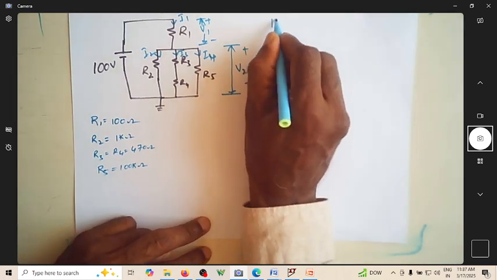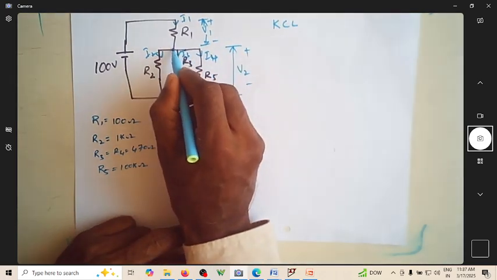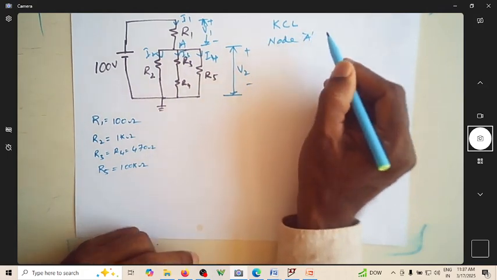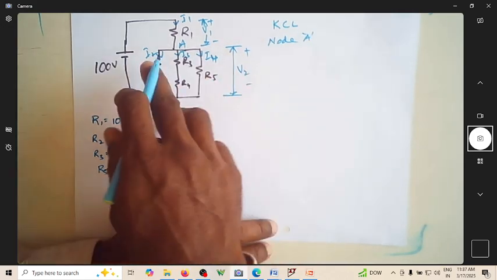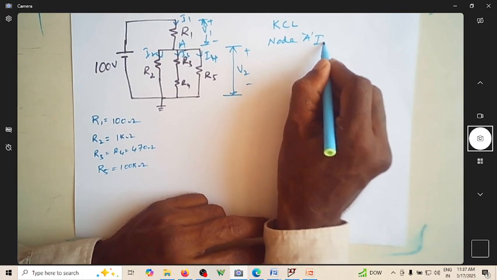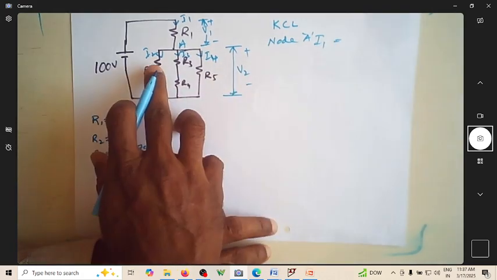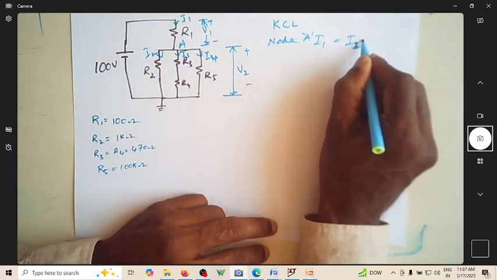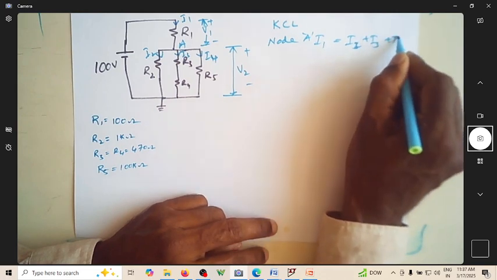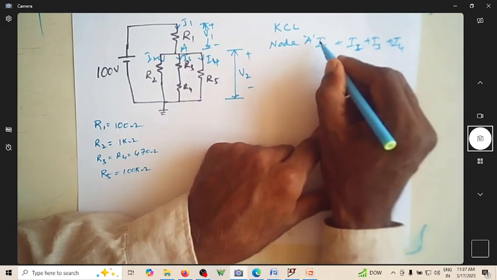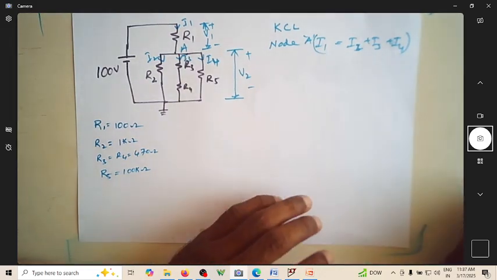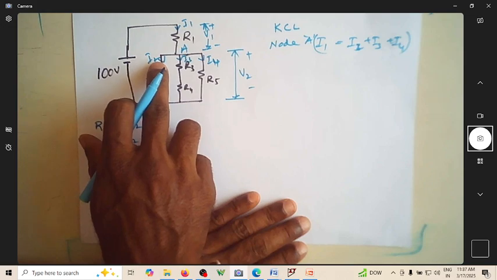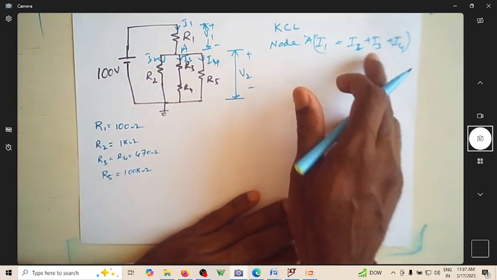From our KCL, Kirchhoff current law, if you consider this as node A, I have to write KCL for a particular node. The current entering the node is I1, and the currents leaving the node are I2, I3, I4. So it is I2 plus I3 plus I4. This is what your Kirchhoff current law says: entering the node is equal to leaving the node.